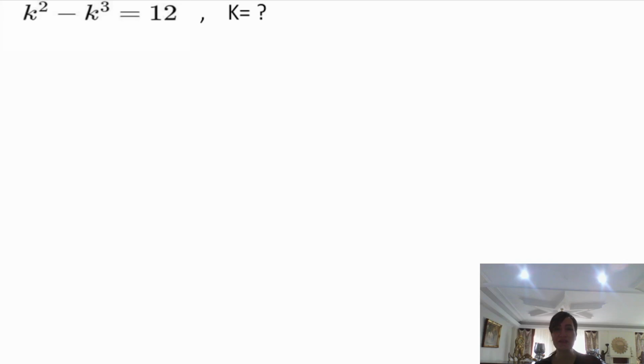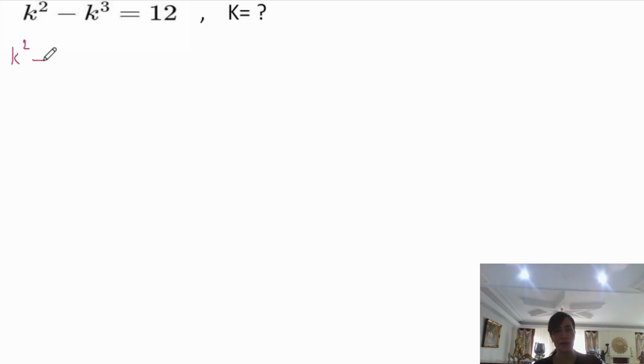Okay, first pause the video and think about it. Okay, let's get started. Here we are going to find the value of k that makes this expression true. To find the value of k, I try to bring 12 to the left side, so I will do it.